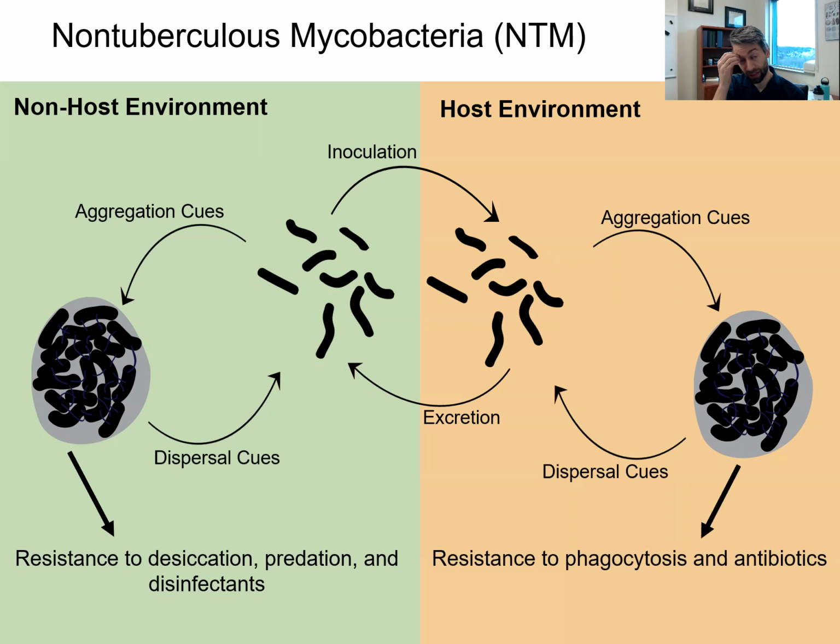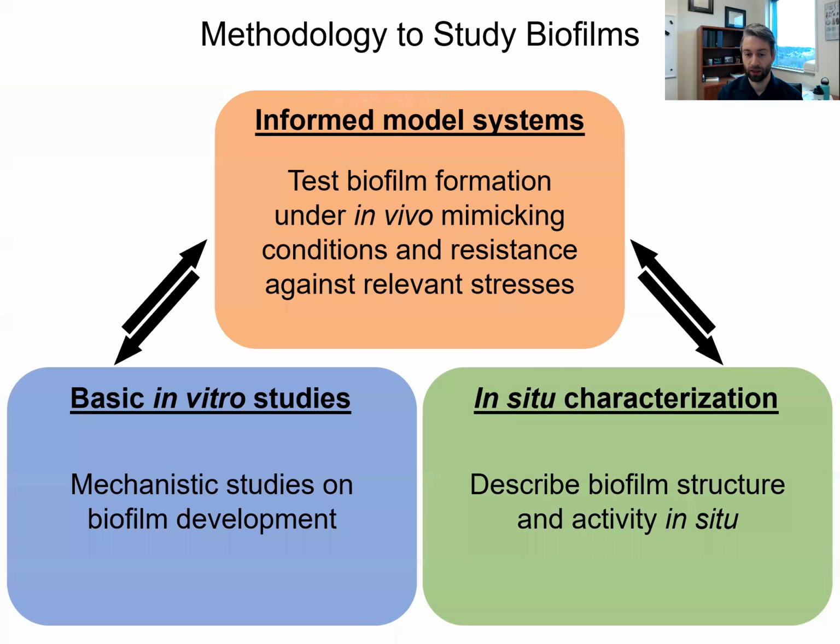And we really want to understand this because biofilms tend to confer resistance. So in the infection, resistance to things like the host immune system, phagocytosis, and antibiotics. Outside the host, things like disinfectants or predation, right? So it's important if we want to control any given bacterial community to be able to control this biofilm formation response. We use a three-pronged approach to study biofilm formation in the lab.